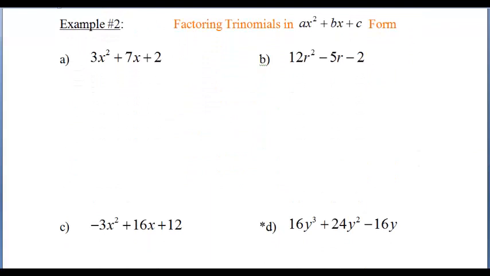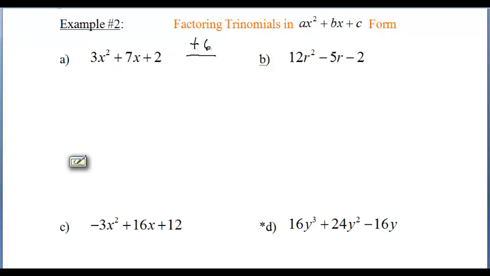So let's look at example 2a. Step 1 is to look for the GCF, and the GCF for this polynomial is just 1. So our next step would be to multiply our leading coefficient, which is the A, times our C, which is a positive 2. So 3 times 2 gives me a positive 6. Since this is a positive, the signs are going to be the same, and the signs are both going to be positive since my middle term is positive.